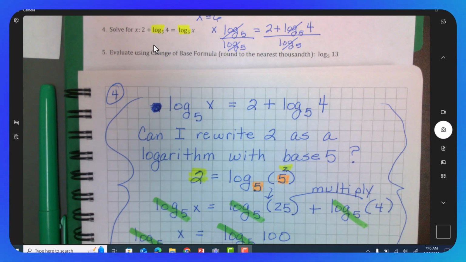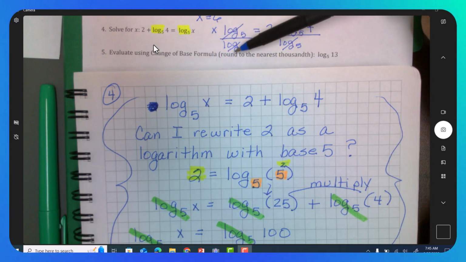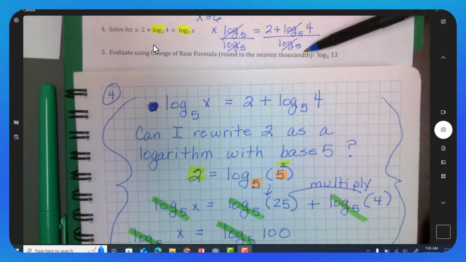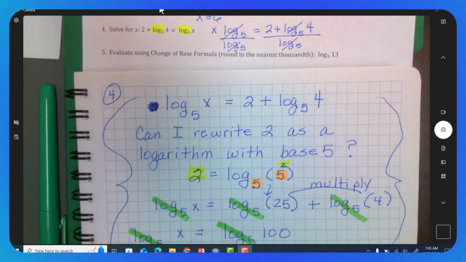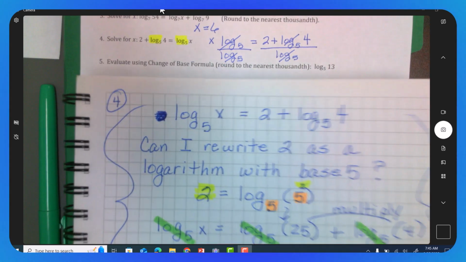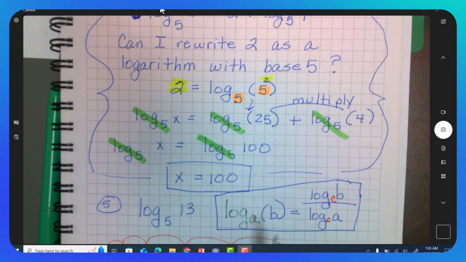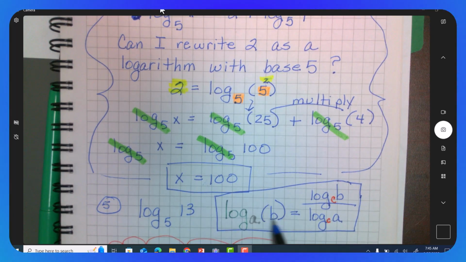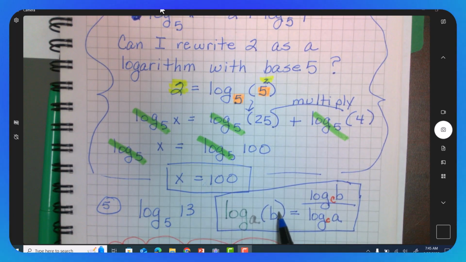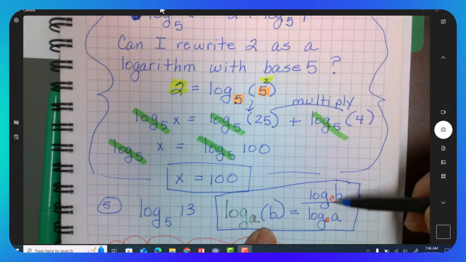All right, let's move down to question number 5. Evaluate using the change of base formula and round your answer to the nearest thousandth. We're looking at log base 5, 13. So the change of base formula, let's write this down on our paper, use it for notes. Change of base formula says log base A, B. We're going to take that top number and put it at the top of a fraction, and you can choose any base that you want. Just make sure it's the same number.